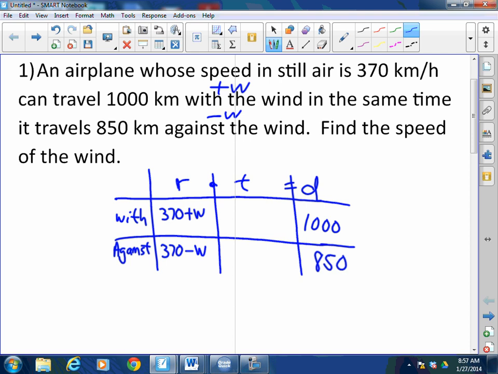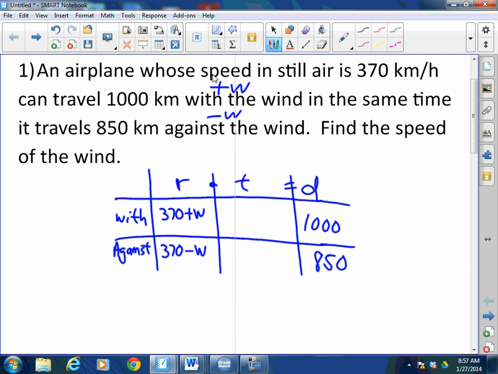Now, the time. This is the part that always gets us. Trust me, it used to get me a lot as well, until I realized you can't have the same variable represent two different things. A lot of people will say, oh, it's the same time, what do I do? Put a t in each. That's going to be a very nasty system of equations, and you're not going to get it very well.